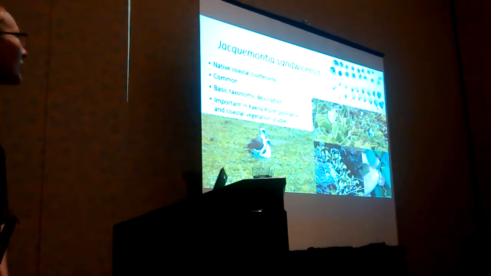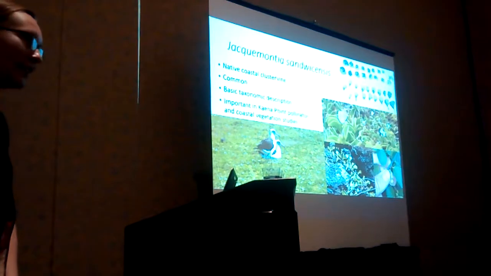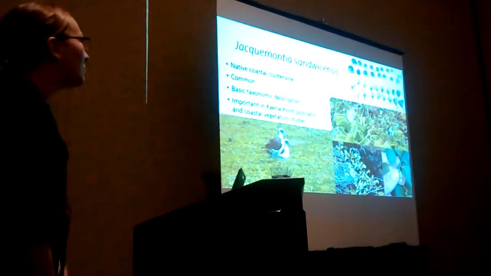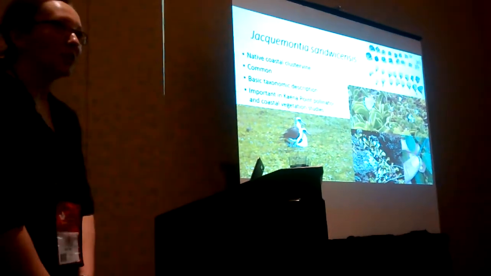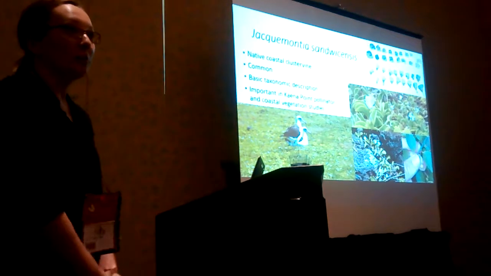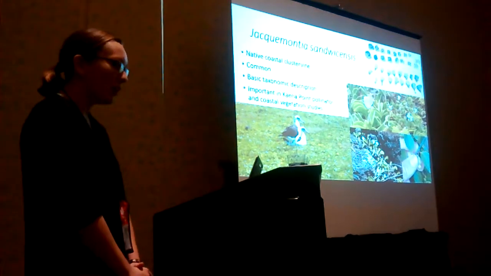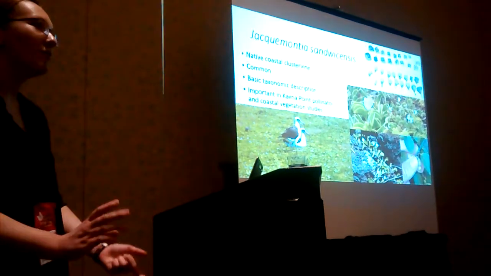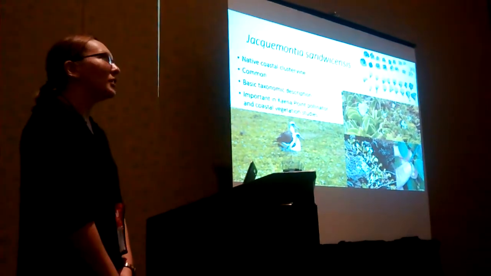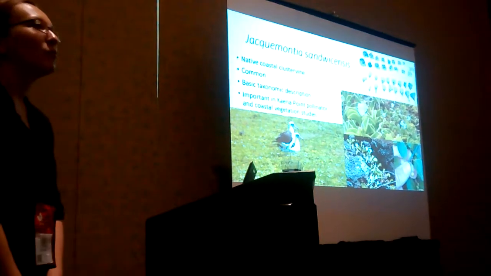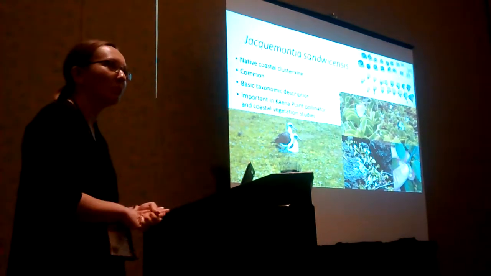So, for this study, we looked at the plant Jacquemontia sandwicensis in the plant family Convolvulaceae, the morning glory. We picked this plant because we were interested in coastal native plant pollination. Again, we didn't really know much about it. This species, Jacquemontia, came up as a pretty common and important plant in a vegetation survey we were working on, along with a community description of pollination for coastal native plants.